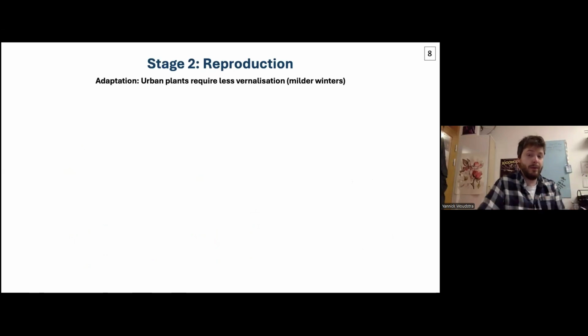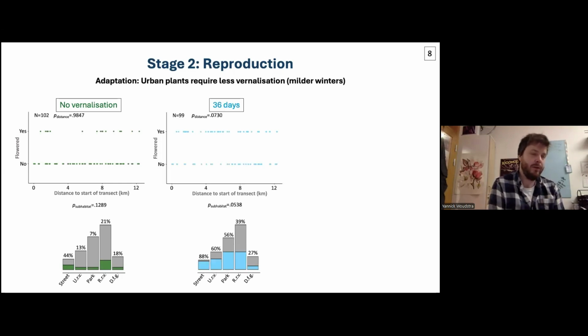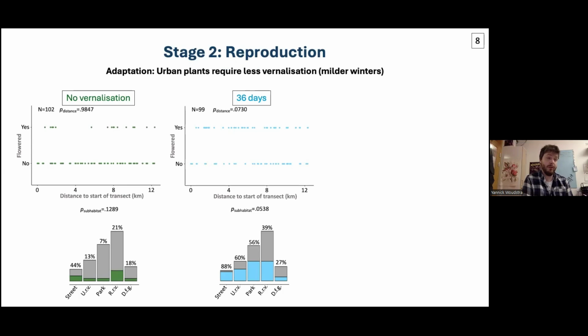And in the absence of vernalization, the plants don't even produce any capitula. So we don't see any difference between urban and rural plants. Basically very few of the plants actually flower. But then if we apply a very short winter, so just over a month basically, then almost all the street plants already start to flower. So there we start exposing differences between urban and rural plants.